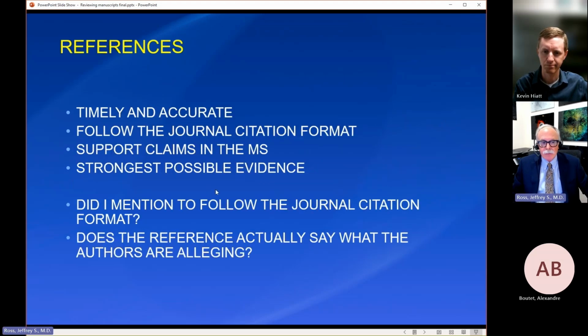And again, references timely and accurate. Please, please, please follow the journal citation format. And the reviewer should check that and make a note of that. Do they support the claims?